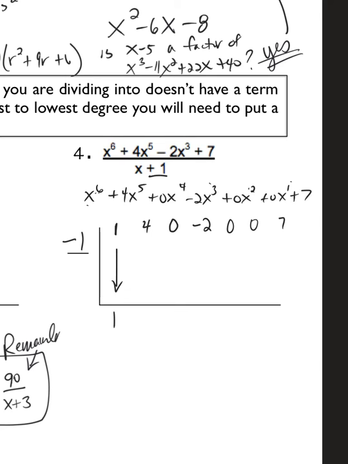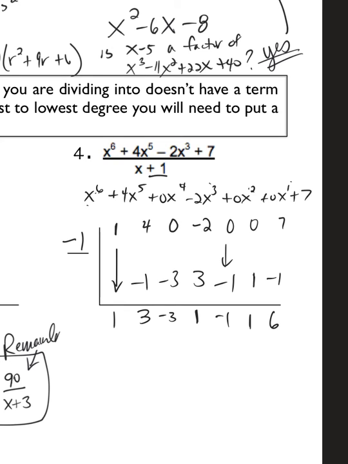Now we got to do everything we keep doing. Bring down the 1. Negative 1 times 1 is negative 1. 4 combined with negative 1 is 3. Negative 1 times 3 is negative 3. 0 combined with negative 3 is negative 3. Negative 1 times negative 3 is positive 3. Combined with negative 2 is a 1. Negative 1 times 1 is negative 1. Combined with 0, negative 1. Negative 1 times negative 1 is positive 1. Combined with 0 is 1. Negative 1 times 1 is negative 1. Combined with 7 is 6.